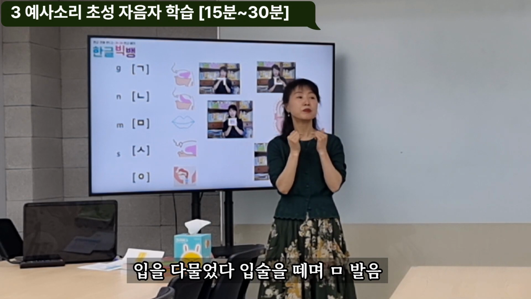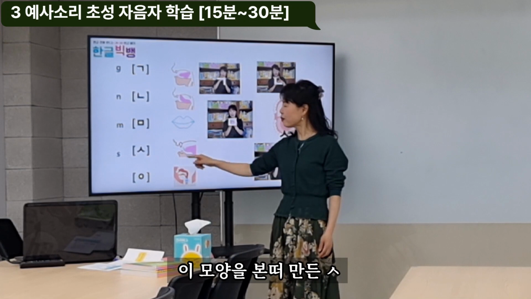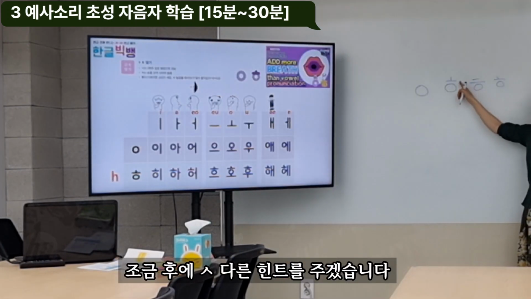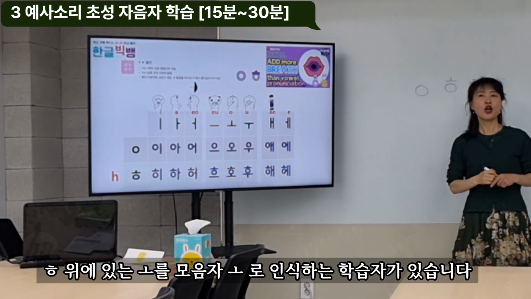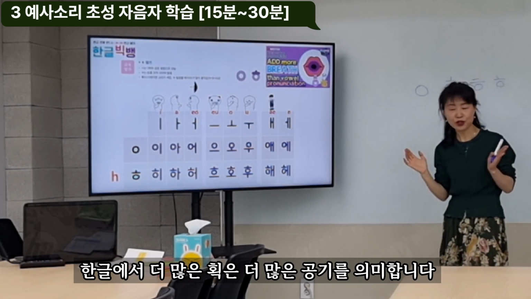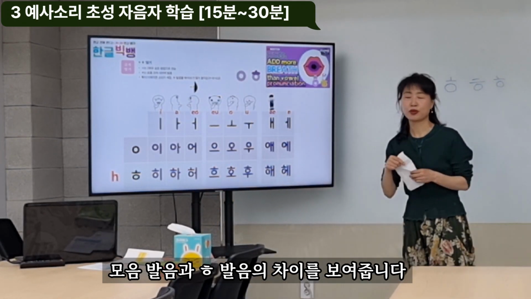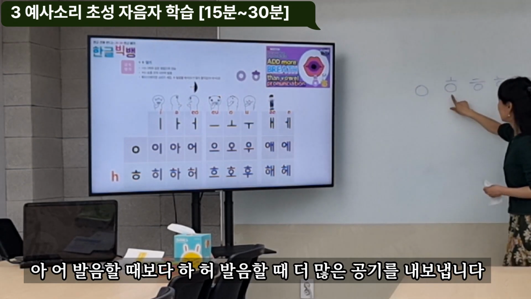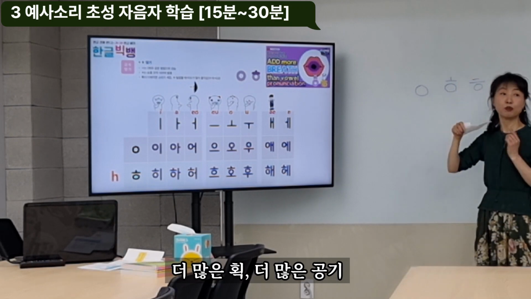So m. Okay. And then this is a shape of teeth. But later I will give you another tip. It's not O, just two stroke. Okay? So in Korean, more stroke means more air. Remember, more stroke means more air. So, example, when I pronounce just the vowel, A, but this, ha, ha, like this, more air.